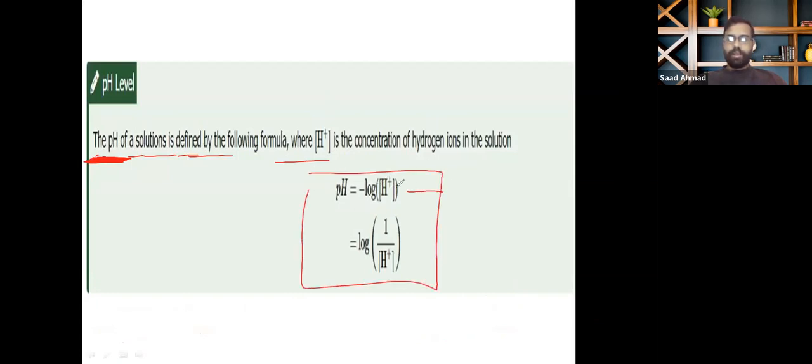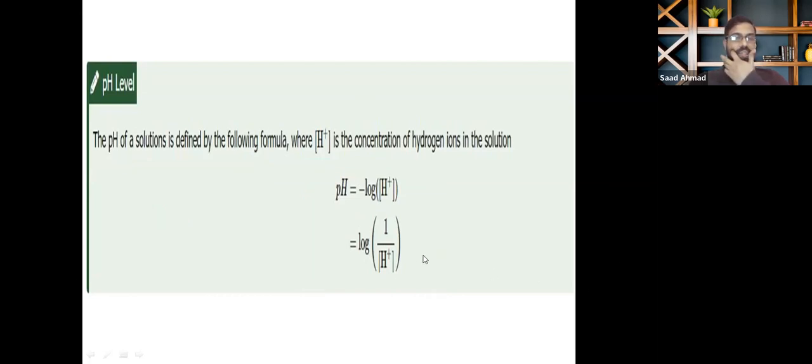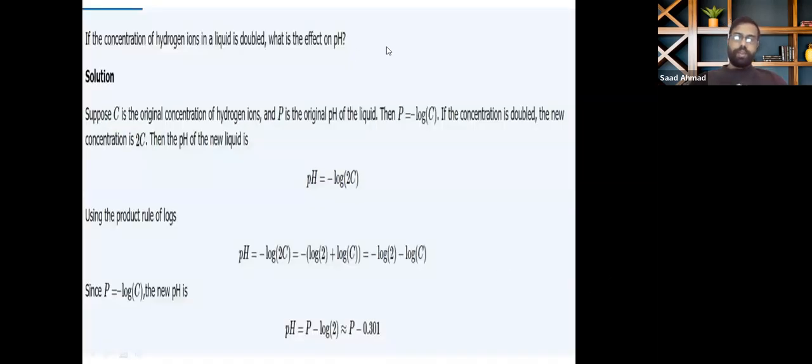pH equals minus log H plus, or you can write it as log 1 over H plus. All right, so that's the formula to find the pH of any solution, where H plus is the concentration of hydrogen ions in the solution. So here, if the concentration of hydrogen ions is doubled, what is the effect on pH?